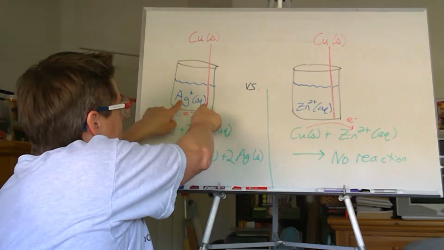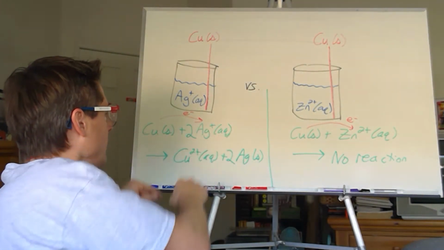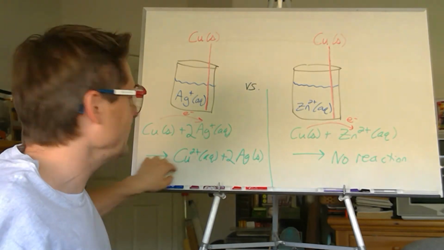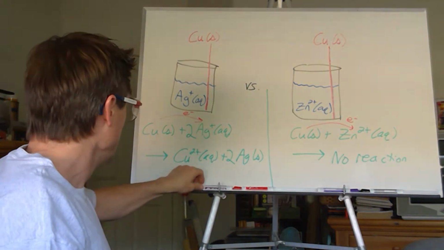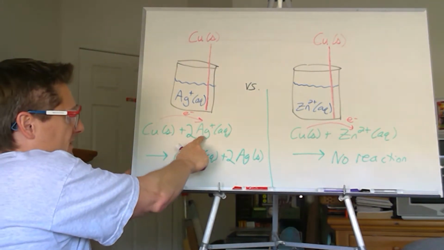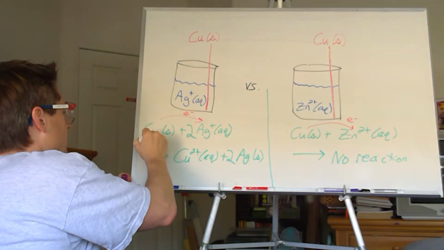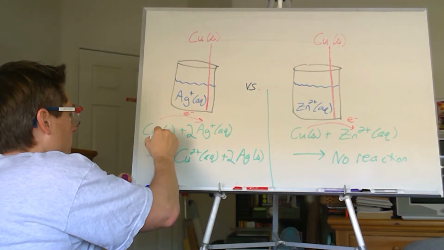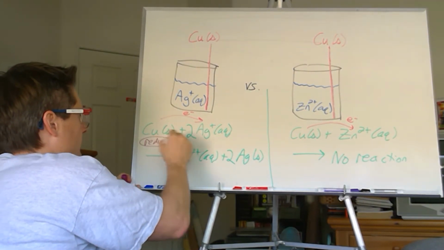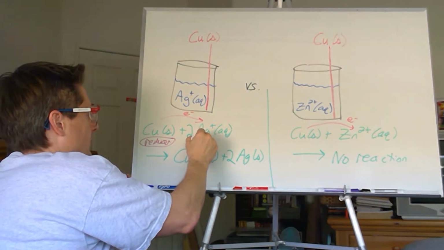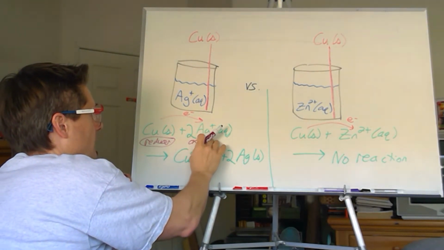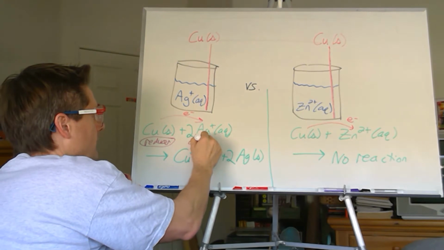So what we want to do is separate the silver from the copper. And if we look on this, let's look at the oxidizing and reducing agents. The silver is being reduced, so this is my reducer. And the silver is my oxidizer, if I could spell right.